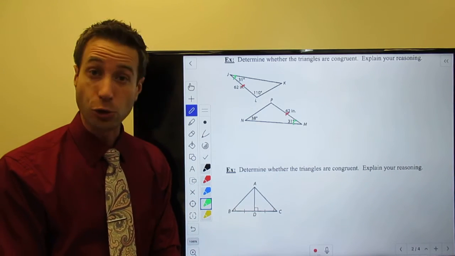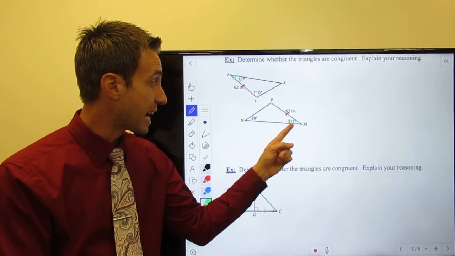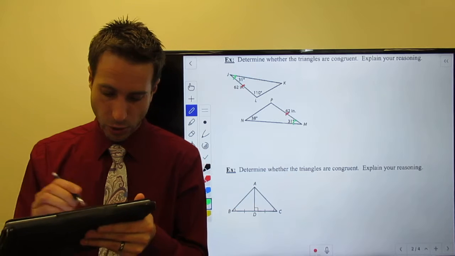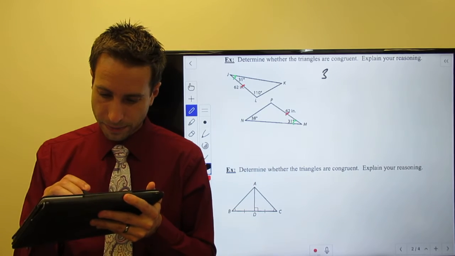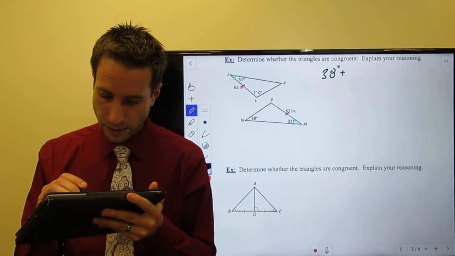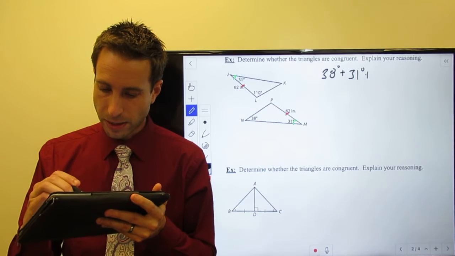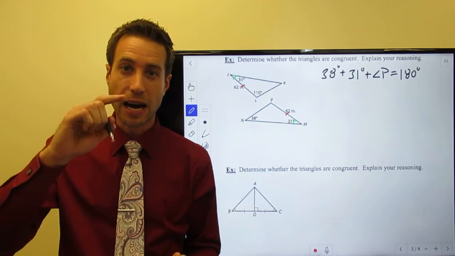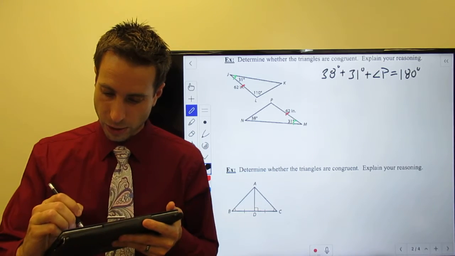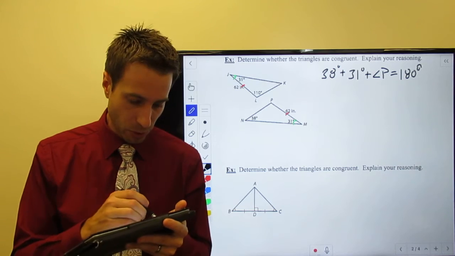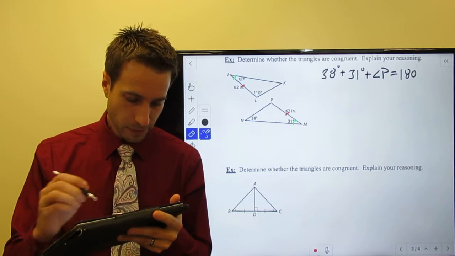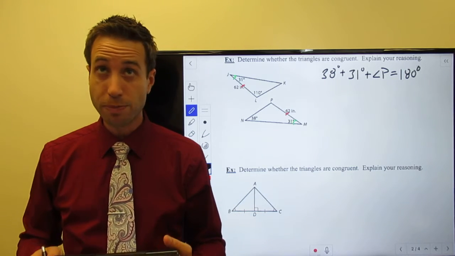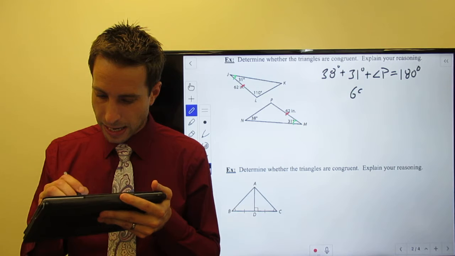Once again, guys, it's looking like it's that triangle sum theorem, right? I have 38 and 31, right? I need all three interior angles to sum to 180. So let's go ahead and do it again. I have 38 plus 31 plus angle P. It's got to sum to 180. The triangle sum theorem tells me all three interior angles must sum to 180 degrees. All right, let's see what happens. 38 plus 31 should be 69, so I get 69 degrees.